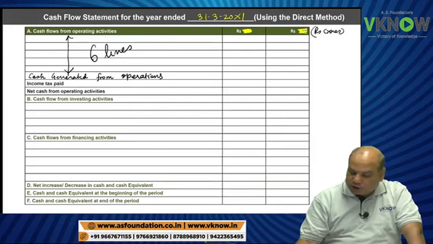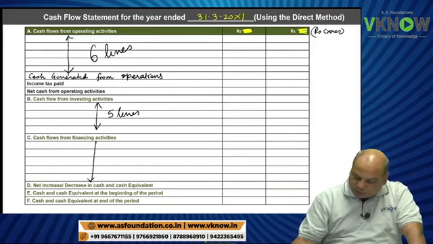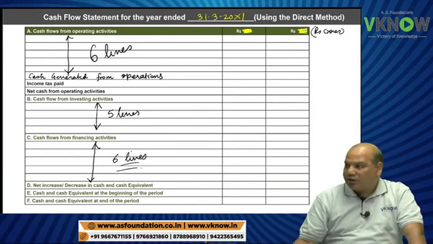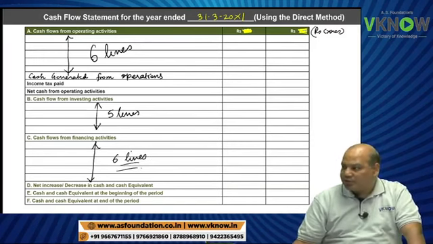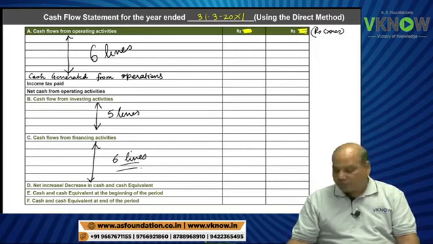Point number B, cash flow from investing activities, keep 5 lines blank. Cash flow from financing activities, keep 6 lines blank. In the exam, keep more space because you will not be able to judge. So you can keep a little more space.